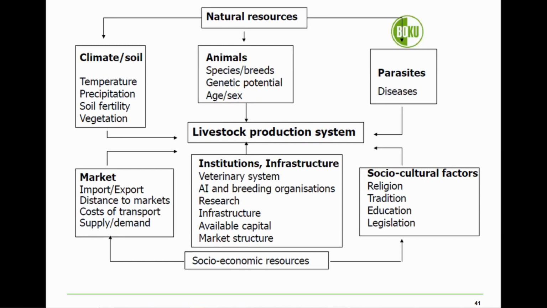This is more or less how the production system looks, or what we should look at. The top half of the picture describes the natural resources, so the climate and the general environment, the animals, and the challenges that the animals face from the biological perspective, in this case, the parasites. And the bottom half of the picture is about socio-economic resources, that is the market, the institutions, infrastructure, and socio-cultural factors, as listed in the graphs.